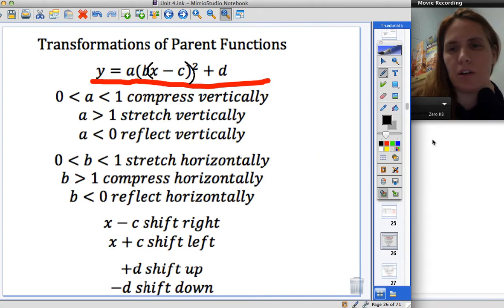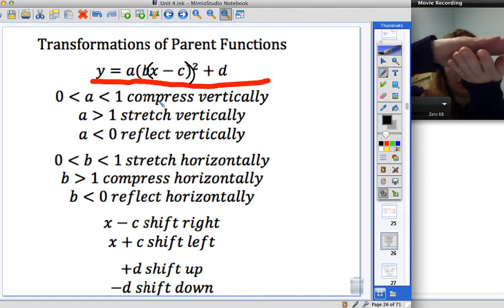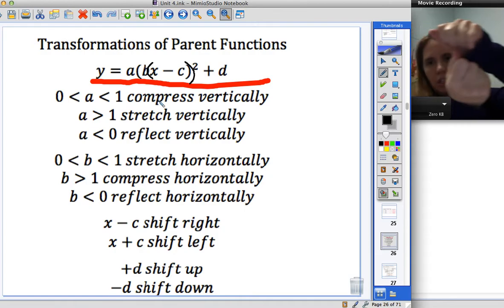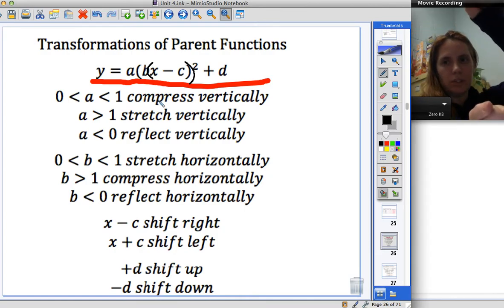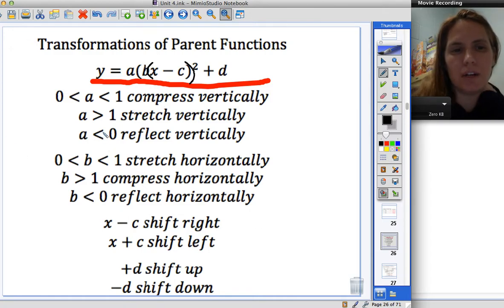So if this is our parent function, then the A, if the A was a fraction between 0 and 1, then it's going to shrink it vertically. So it'll take your graph and it's just going to get smaller this way. If A is greater than 1, you're stretching. You take your graph and just pull it apart this way. It ends up looking like it's skinnier. And if A was negative, then it would reflect across the x-axis.